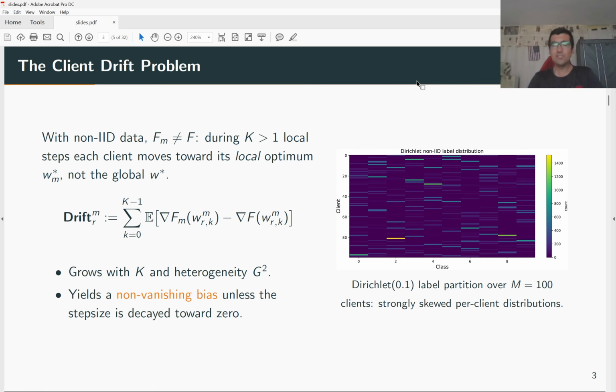And just to make non-IID concrete, this is the actual label distribution we use in our experiments. A Dirichlet partition with concentration 0.1 over 100 clients. Most clients see only a couple of classes. This is the regime we care about.